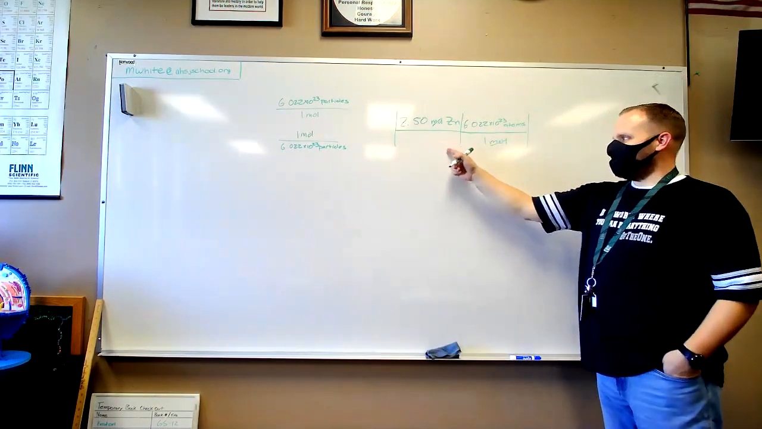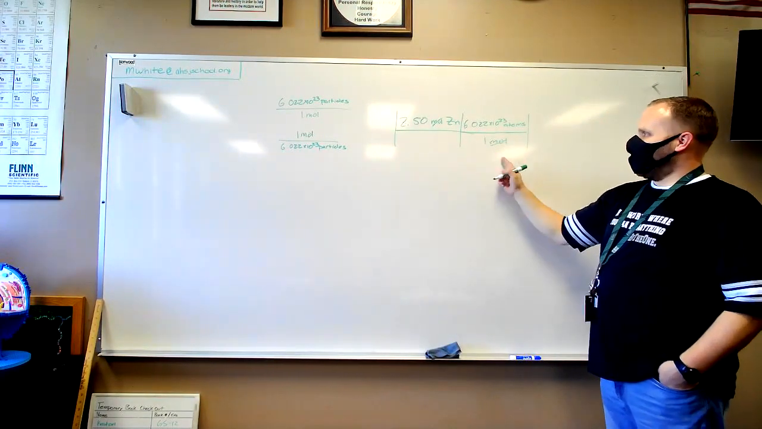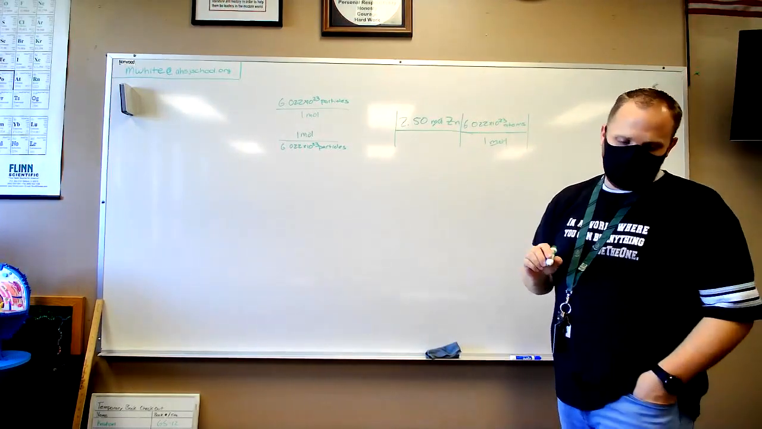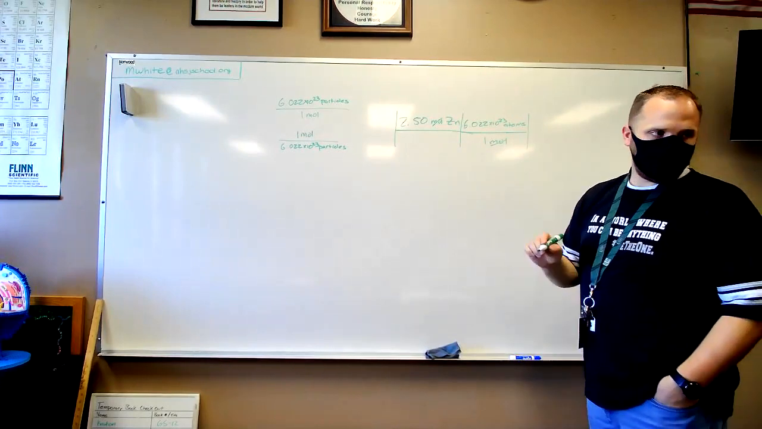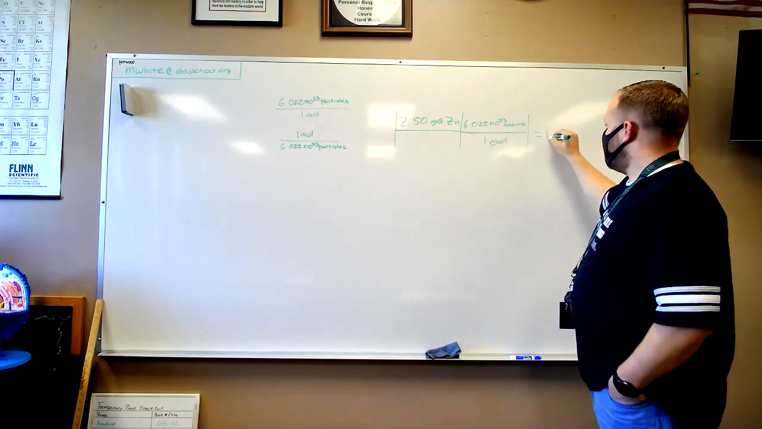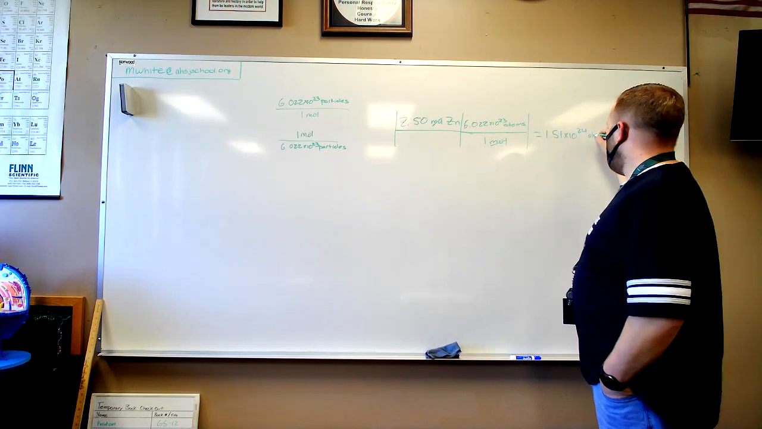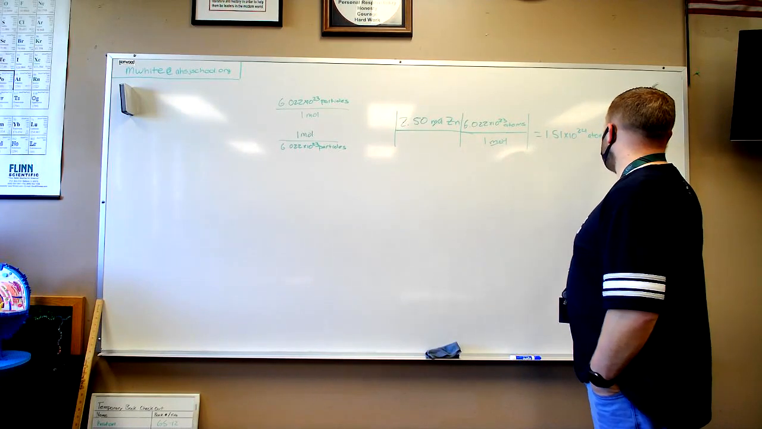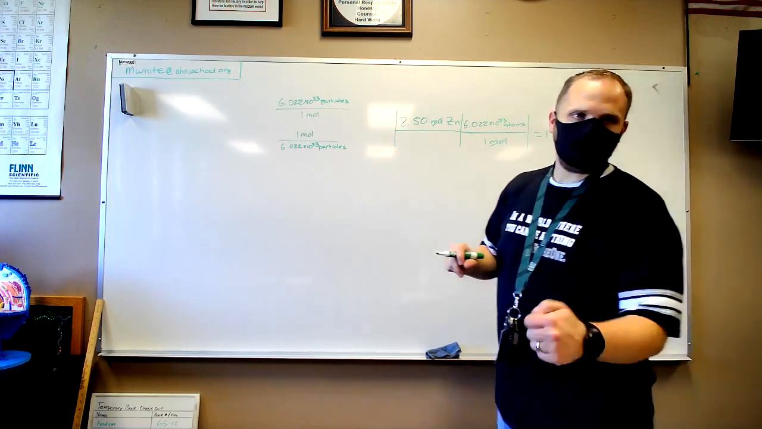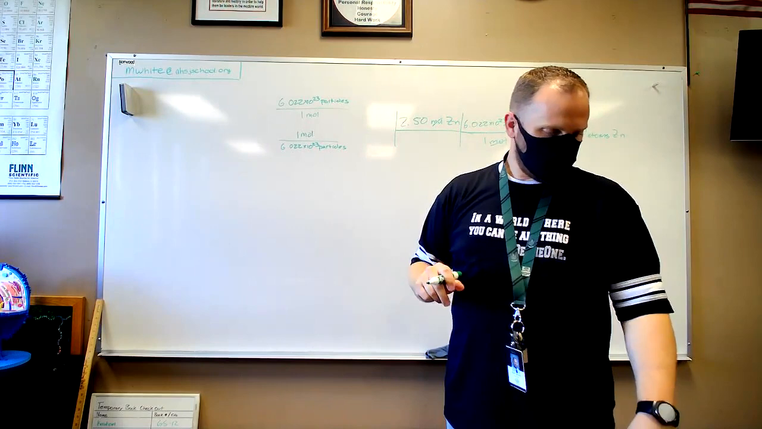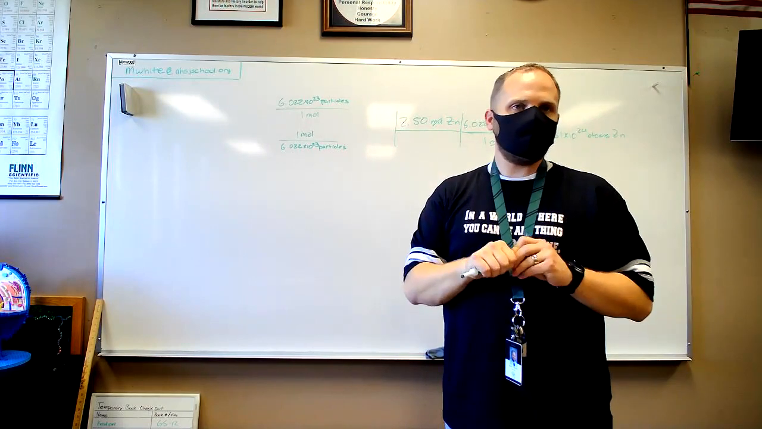This one's another nice one because it's 1 on the bottom. So all we have to do is multiply 2.5 times Avogadro's number. We throw that into our calculator. Then get 1.51 times 10 to the 24 atoms of zinc. Okay. Make sense?